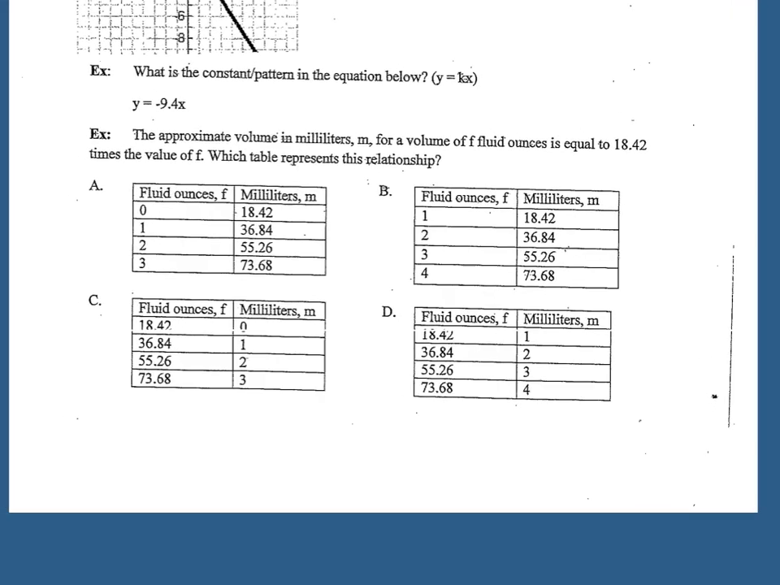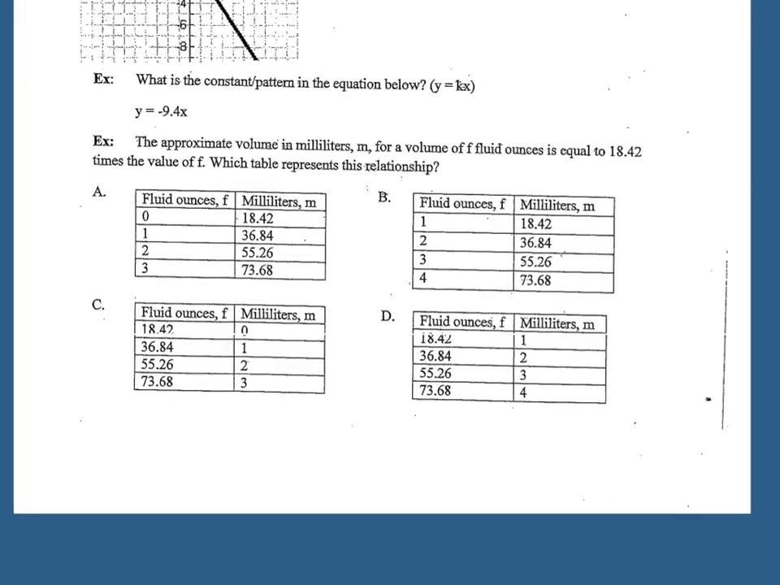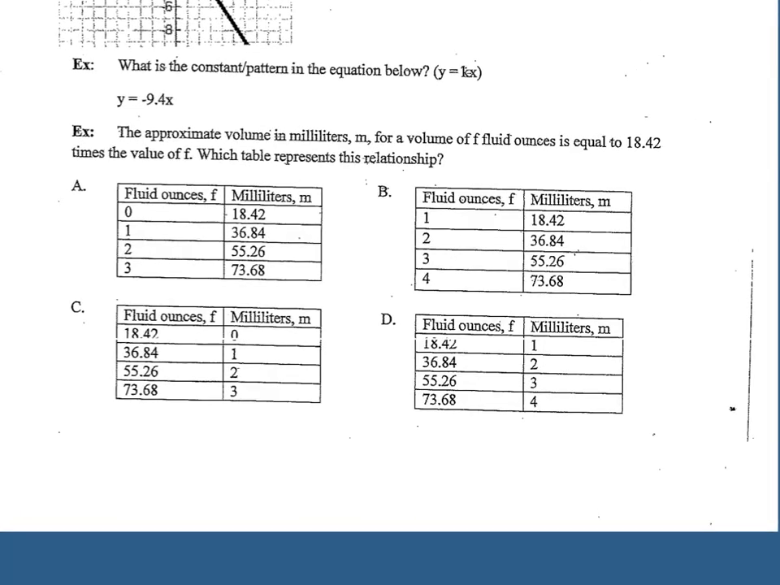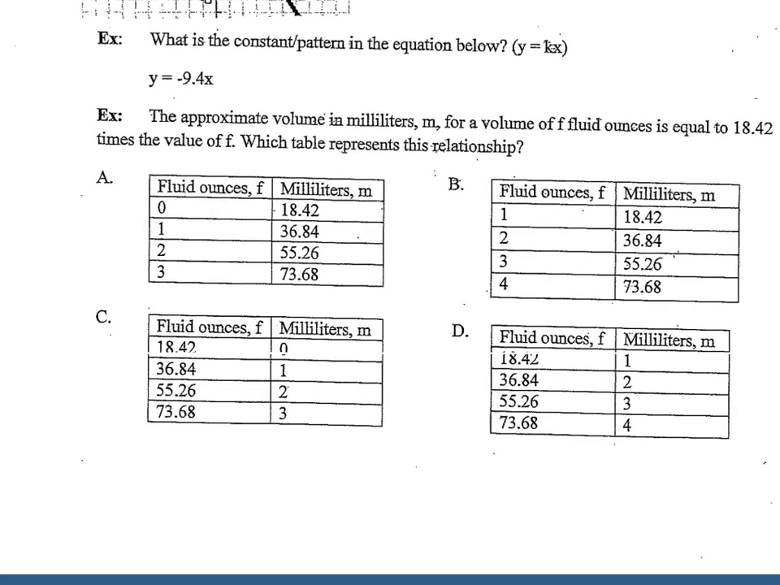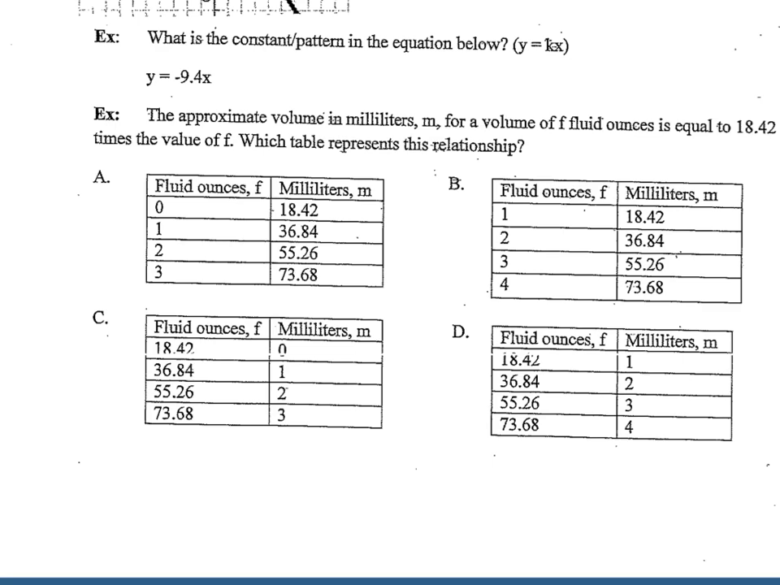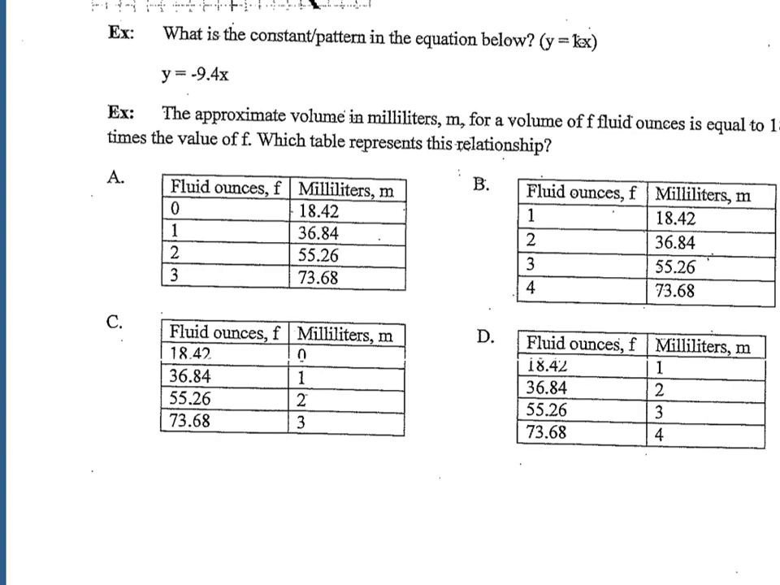Which one of those would represent that? What's wrong with A? It's wrong because the fluid ounces are mixed up. It's switched backwards. Right. And also, if I multiply 18.42 times 0, what do I get? 0. It would be 0.